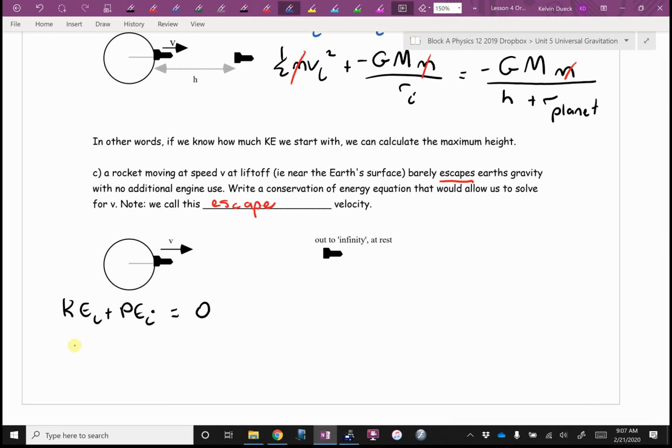Then we said, okay, oh, sorry, not equals. Minus negative big G, big M, little m over R initial equals zero. By the way, we could cancel out the little m's on this line too, but we'll do it on the next line. What did we do next? If we were trying to get the v by itself, what would you do next?